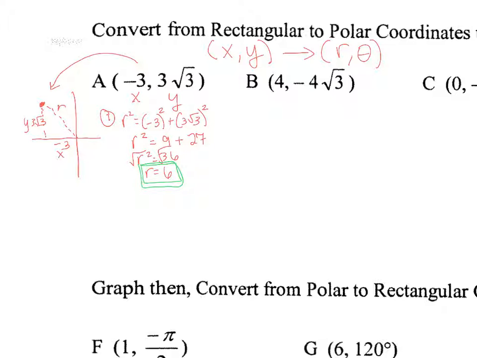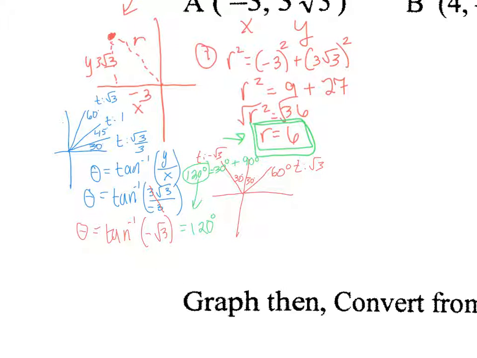I like to draw a right triangle. R squared equals negative 3 squared plus 3 root 3 squared. So then we take the square root, we get our value of 6. It's the hypotenuse. It's the distance from the dot to the origin. So the second part, that's the hardest thing to do, is to find theta.